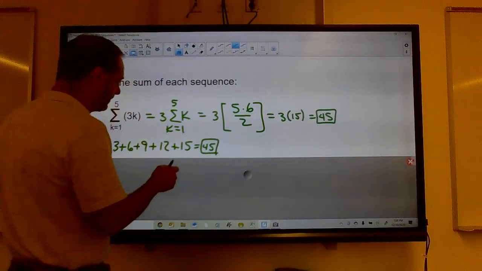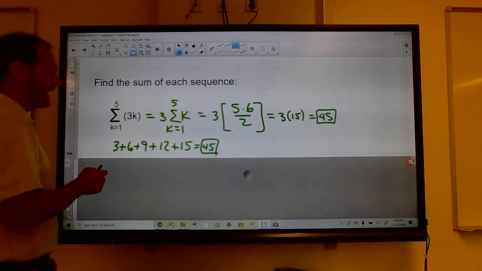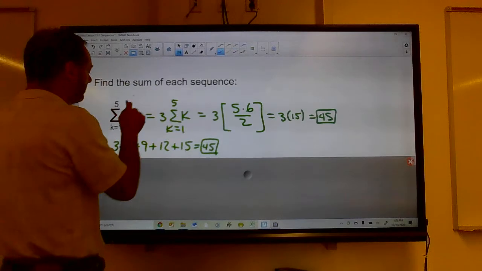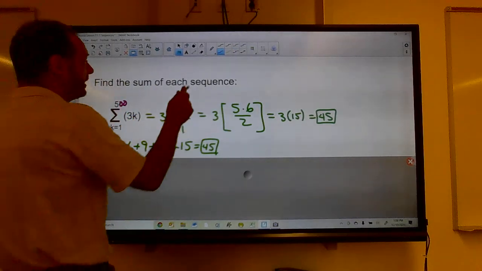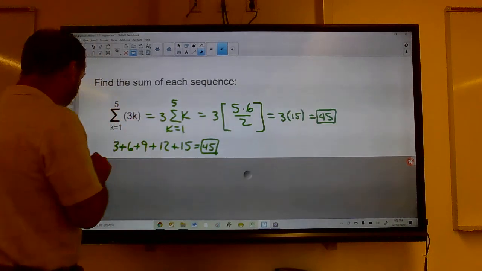Okay, now, is it probably easier to do this for this one? Yeah, but on the test, guess what? This is going to be 500 instead of 5. So you're going to want to know the formulas.